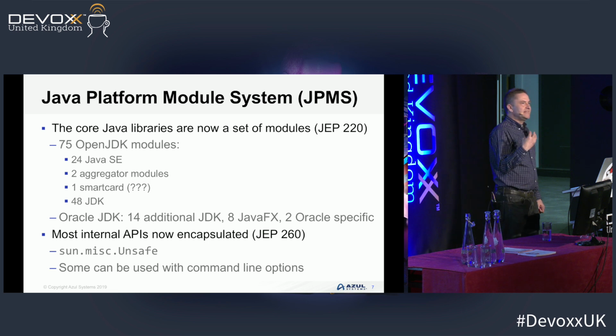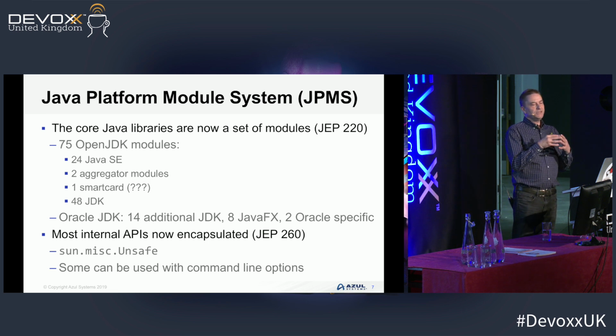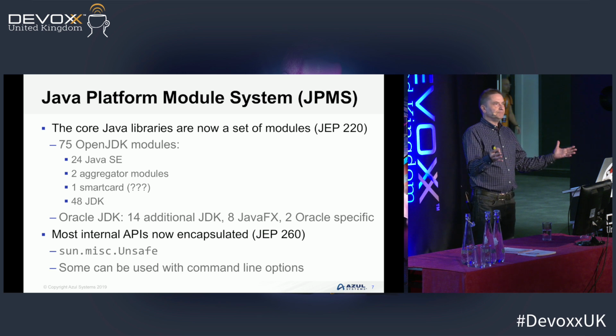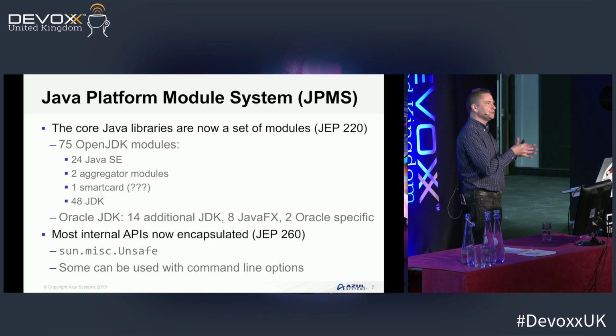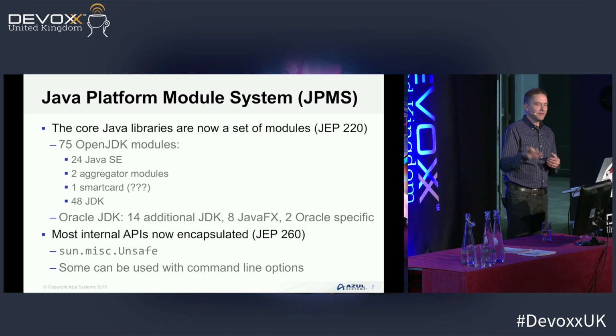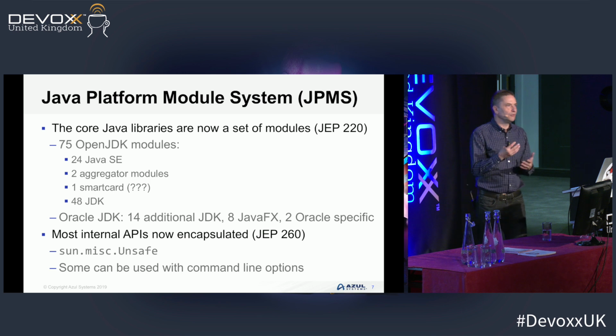The other thing, which is more of an issue, is that the developers wanted to encapsulate the internal APIs. If you look at rt.jar, there's 4,500 public classes, but there's also a lot of internal classes, ones that you're not supposed to use. Sun.misc.Unsafe being the most obvious of those.